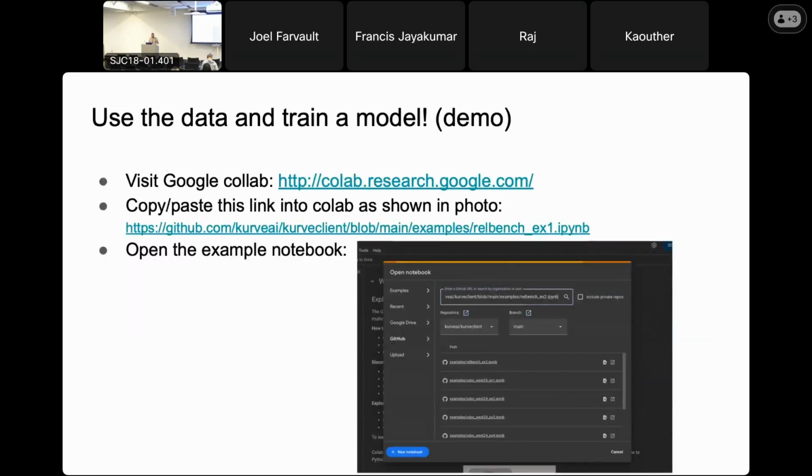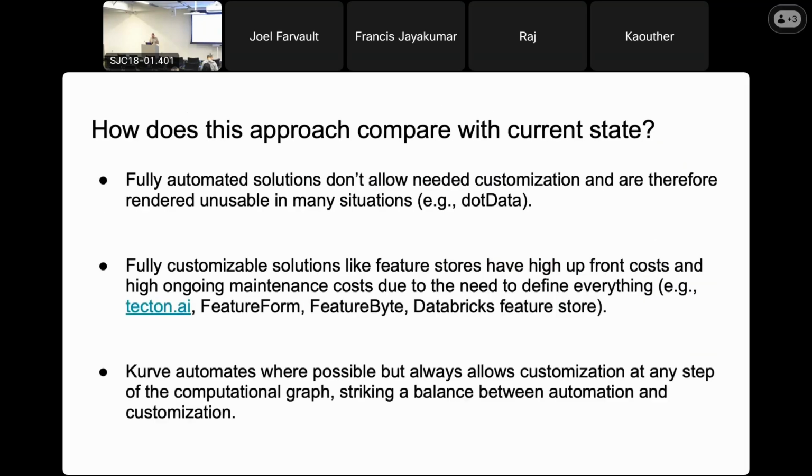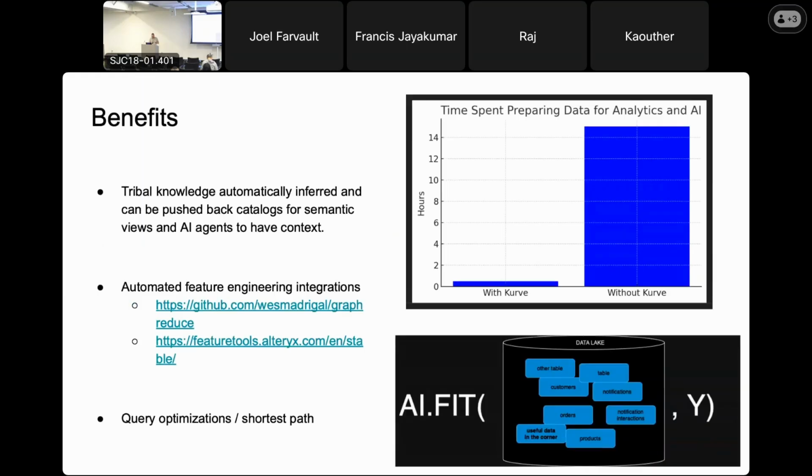So this whole notebook is open. You can use it in Google Colab. Yeah, so the main benefits we've seen is that a lot of these companies just don't have any kind of relationship documentation or semantic views or ERDs on their new data lake that they invested a bunch of money in. So that works as centralizing the knowledge.